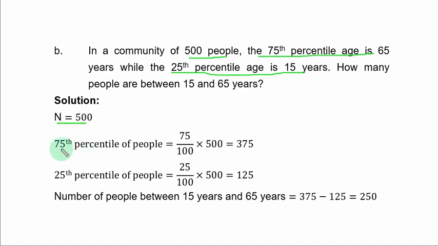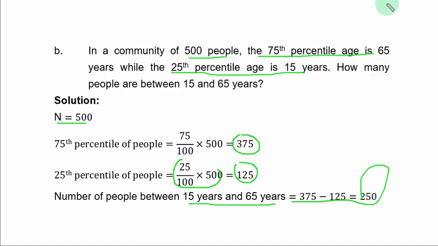Now, 75th percentile of people simply means 75 over 100 times total population of 500, and that is 375. 25th percentile of people simply means 25 over 100 times 500, and that is 125 people. Number of people between 15 years and 65 years is equal to 375 minus 125, and you have 250 people.